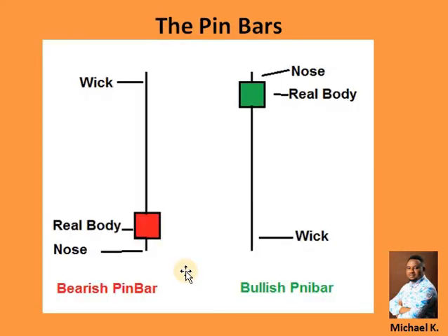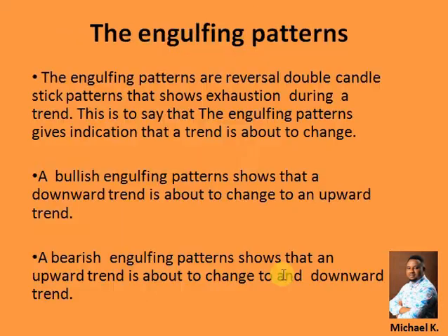The diagram below shows clearly how these pin bars are formed. The pin bar is made up of a very small real body with a big wick and a small nose. The wick is usually about 2 times the real body. You can have a bearish pin bar and a bullish pin bar, as we explained before.